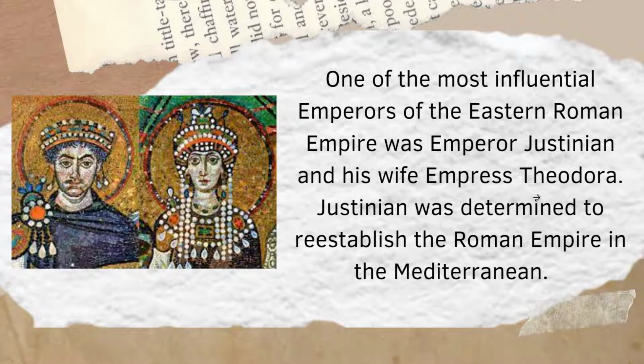Now, one of the most influential emperors of the Eastern Roman Empire, or Byzantine Empire, was Justinian and his wife, Empress Theodora. Justinian was determined to reestablish the Roman Empire throughout the Mediterranean, and he actually did within the early 500s CE.